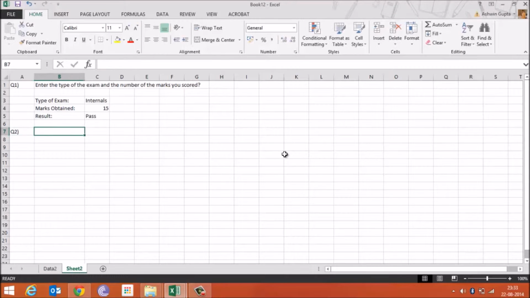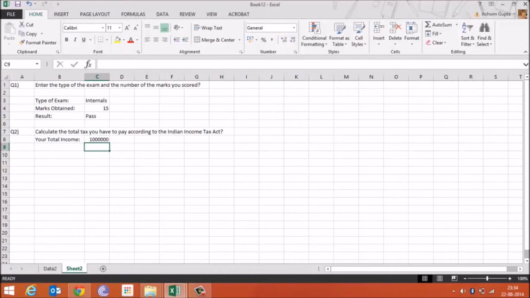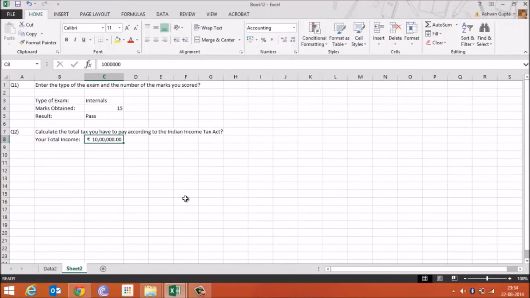For the second one, we'll be calculating the total income tax levied according to the Indian Income Tax Act. We're taking slabs of 250,000, 500,000 and 1 million. So the first row will indicate the total income. The second row will be indicating the amount of income tax to be paid.